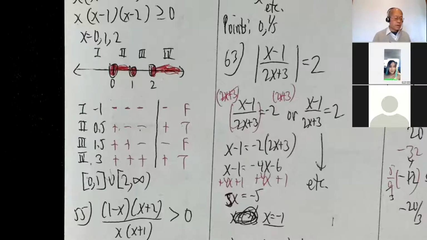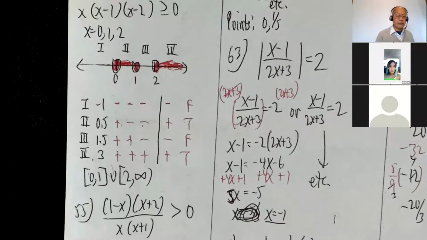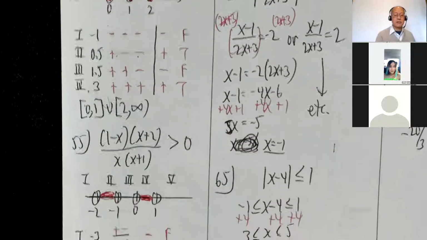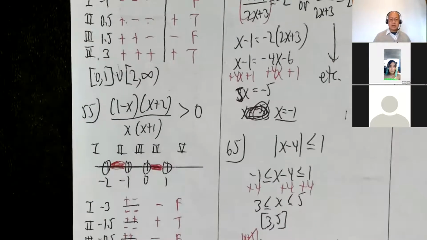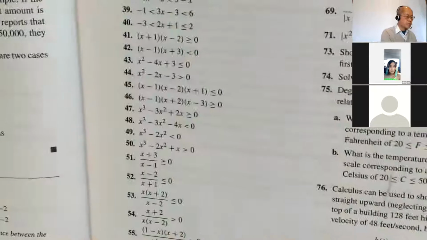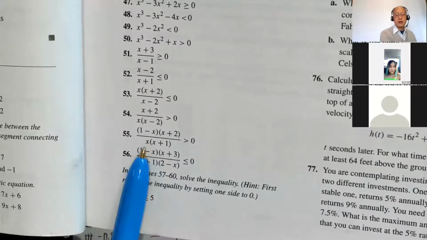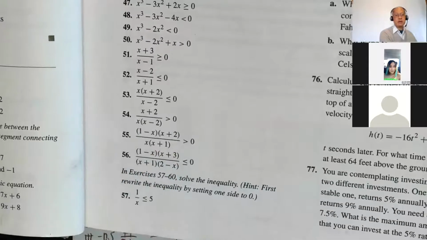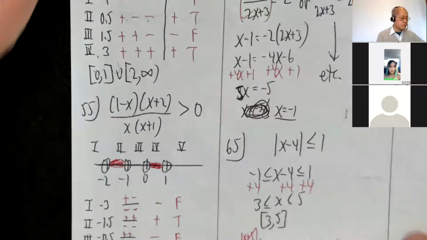Okay, let's see, how much time do I have? I'll get you going with 55. This is much longer. It's a fraction. But all this stuff, blah, blah, blah, greater than 0. Okay.